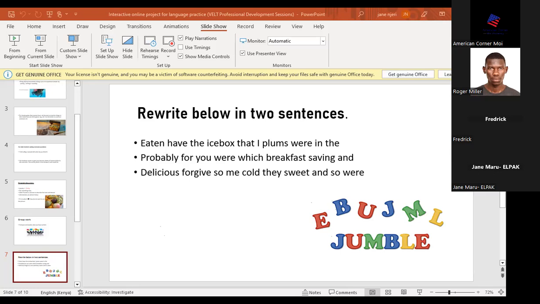Then Luceno has the last sentence. Oh, thank you for the replies, everyone. Says, forgive me, they were cold, so sweet, so delicious. Then we have Khadija: they were so delicious, so forgive me. Then you have Teresa says, maybe some are not eating or eaten, asking them what they plan to eat for supper or Easter. Now that's a good one.